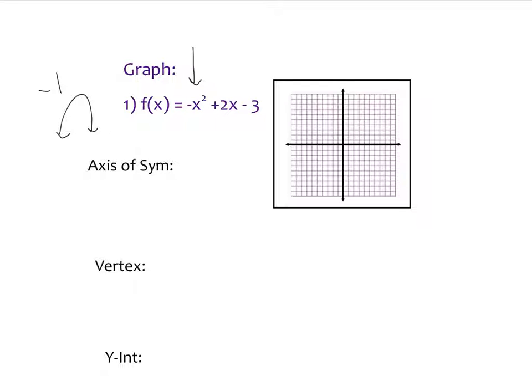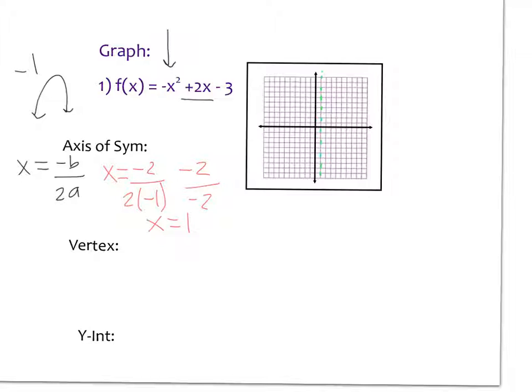So first, let's find the axis of symmetry. That again is opposite of b over 2a. So here, opposite of b, 2 is b, so opposite of b would be negative 2. So I'm going to write here, x equals negative 2 over 2 times a, which is, a is negative 1, and negative 2 over negative 2 is just 1. So my axis of symmetry is at 1. I'm going to go ahead and plot that on my graph right now.